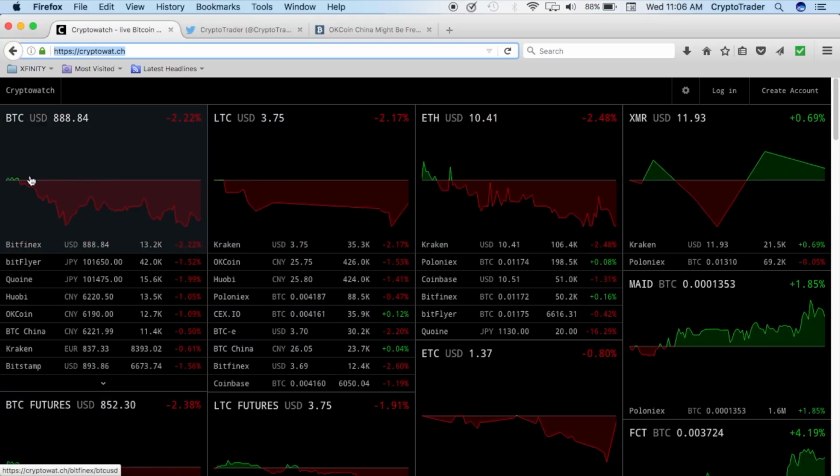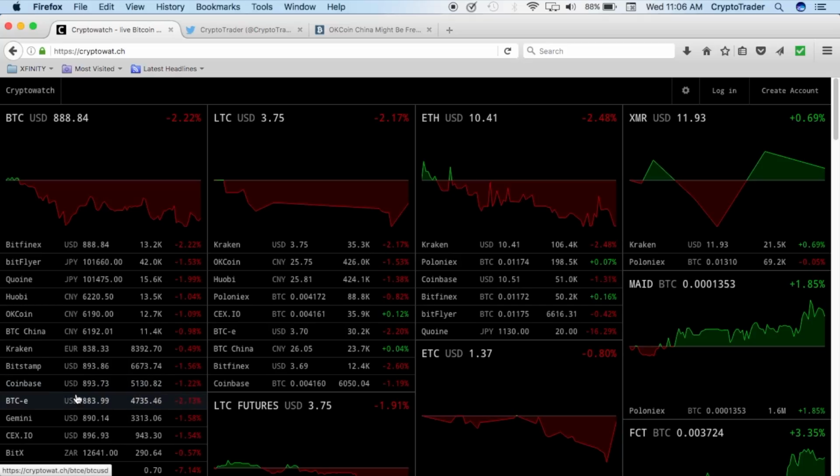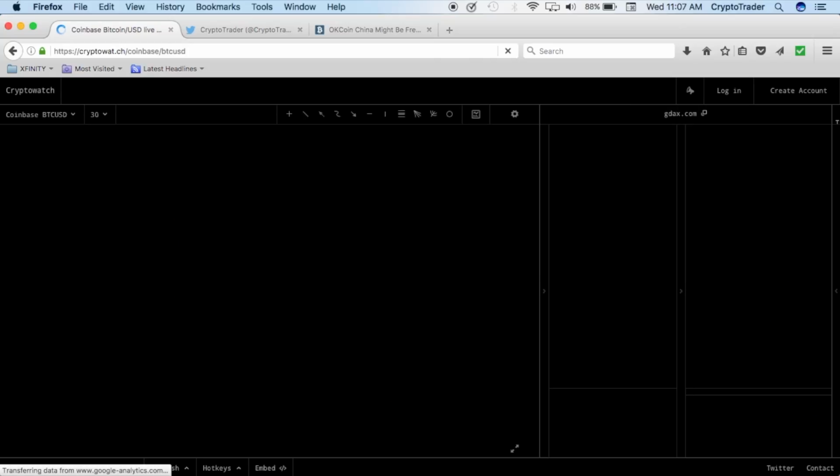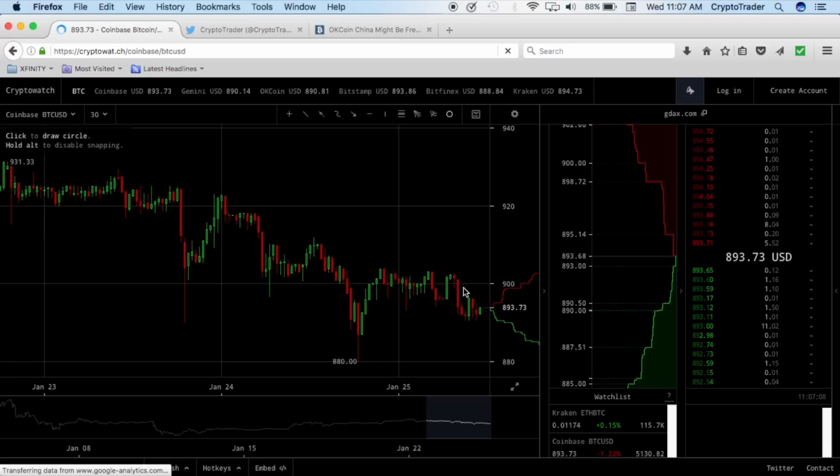So when we look at Bitcoin, it'll list the major exchanges and what currency they offer those exchanges in. And basically we're going to take a look at Coinbase. So we'll click on Coinbase there. And if the system isn't too slow, it'll load the chart right up here for you.